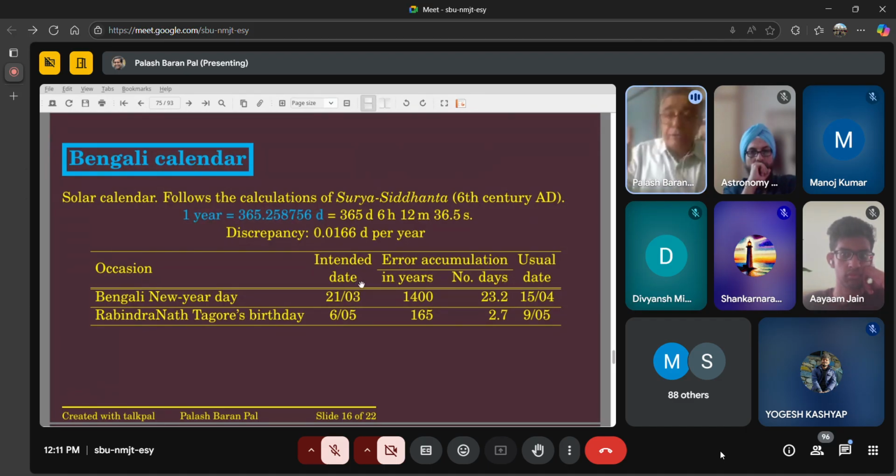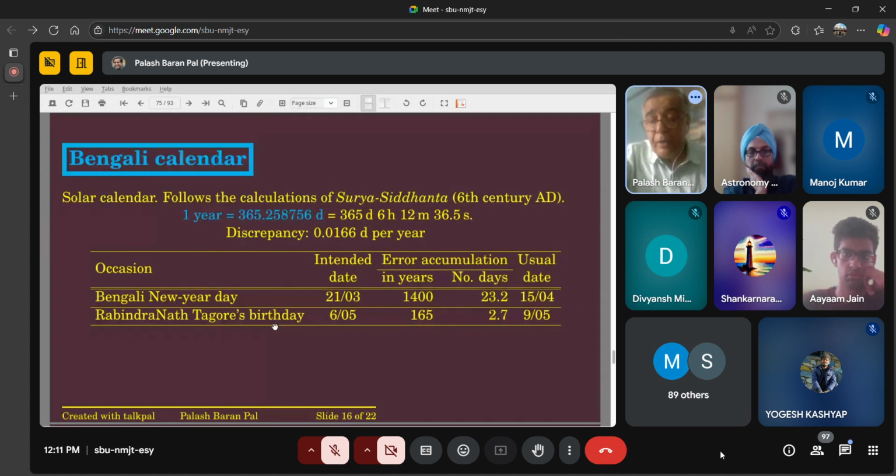Because that's a good day to start a new calendar, right? I mean, that's an astronomical phenomenon and it's common to the whole earth, so you can calibrate things by that. So 21st of March, but during the 1400 or so years that have elapsed since the 6th century AD, the accumulated number of days is like 23. So the Bengali New Year's Day now falls on the 15th of April. But there may be 14 or 15 depending on where the leap year is and so on, but around that time, 15th of April.